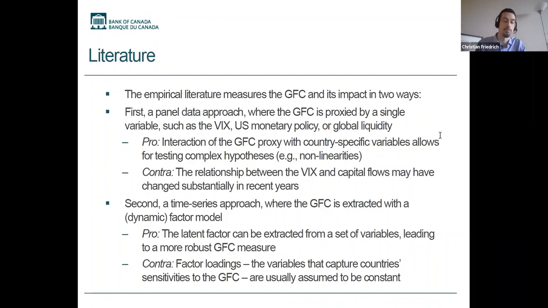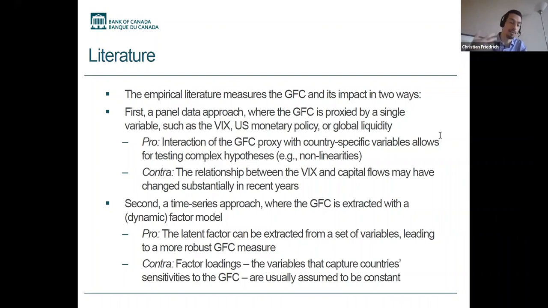One of the downsides of this approach is, as I mentioned on the previous slide, that more recently there is more and more evidence of these kinds of changes in the structures between, let's say, the WICs and capital flows, which would then, going forward, make it harder to find a stable relation between the two. Because if the relation changes, then there may be other things going on that we may not be able to fully understand. So the second approach is more from a time series perspective, where the global financial cycle is extracted with an often dynamic factor model. The advantage of this approach is you can extract the latent factor from a set of variables, and you would probably get a more robust global financial cycle because it's based on a richer set of variables. And if one changes, it probably doesn't matter as much.